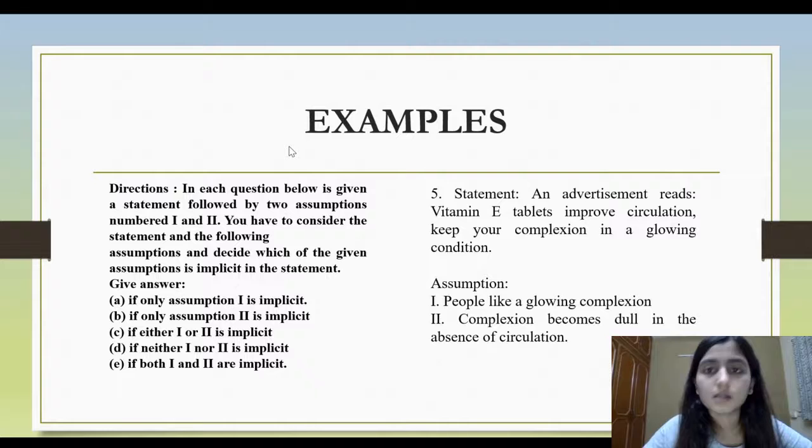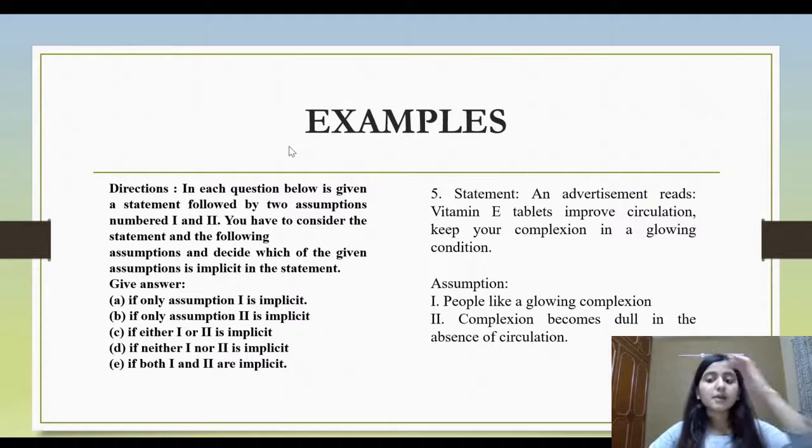People like a glowing complexion. Now, this advertisement is essentially selling a glowing complexion. It is saying that vitamin E tablets improve circulation and they keep it in a glowing condition, which essentially means that this advertisement maker assumes that people like and prefer to have a glowing complexion. So this is a very basic assumption, and I'm sure that you all agree with me that assumption A is implicit.